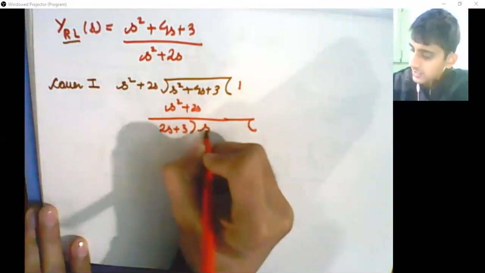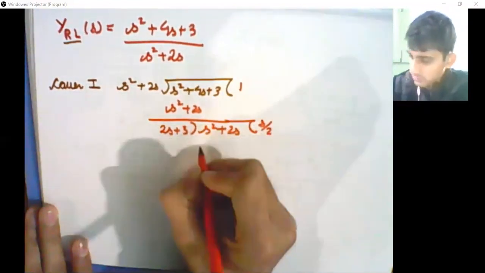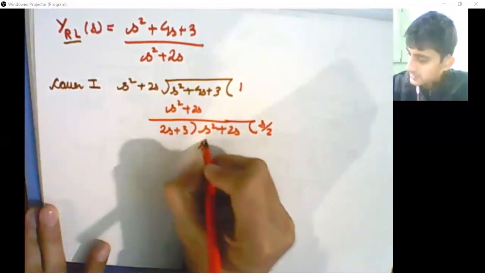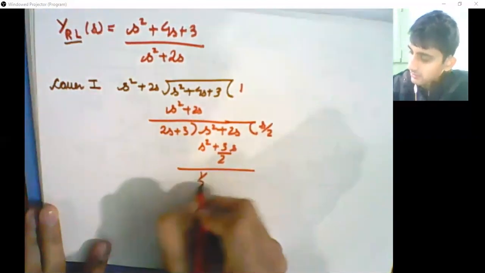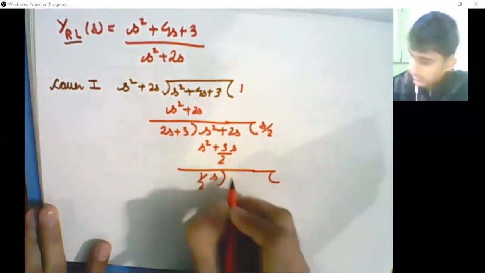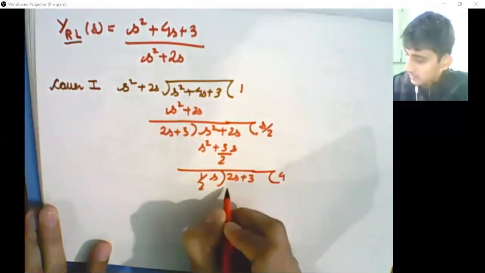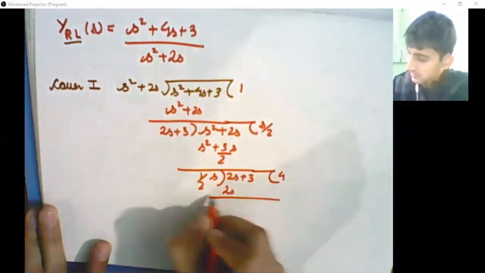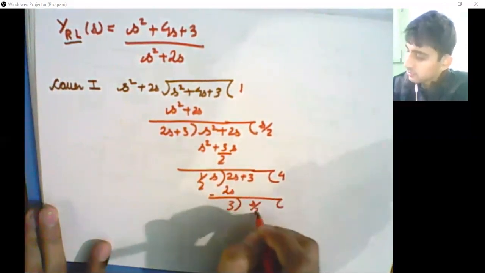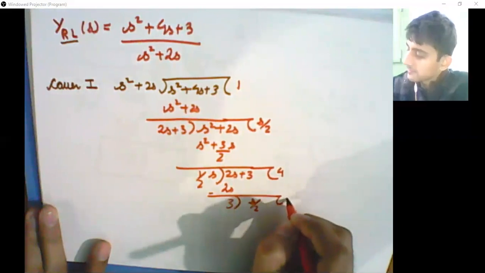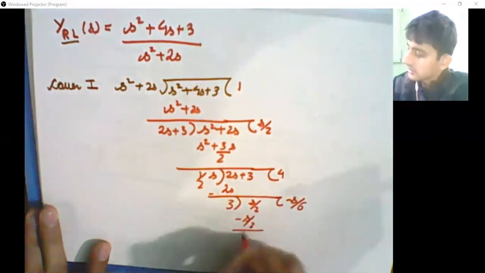Again, I will have to take S square plus 2S. I can just take this one as S by 2. Then I have S square plus 3 by 2 of S. I'm left with 1 by 2 of S. Then I have 2S plus 3. I can take 4 over there. It becomes 2S. It will be subtracted. You'll be left with 3. You have S by 2. You can just take S by 6. It will be S by 2, and you are left with nothing.